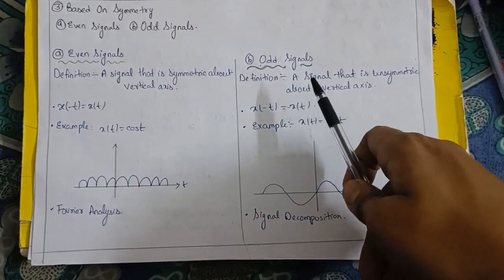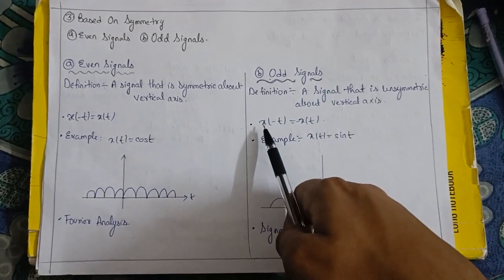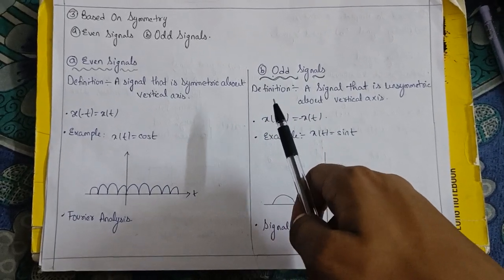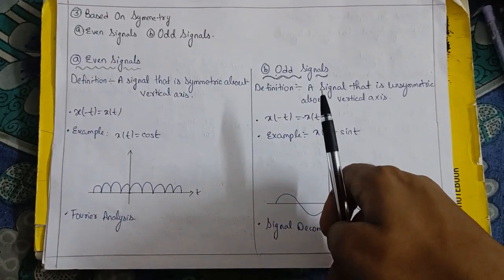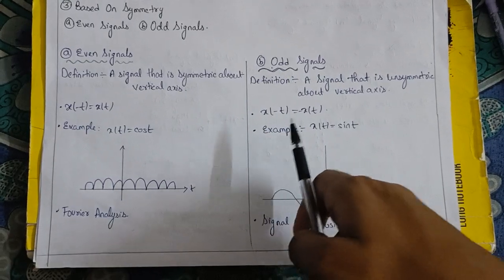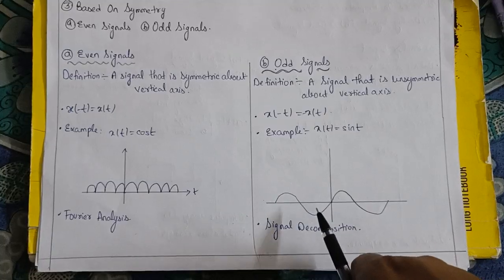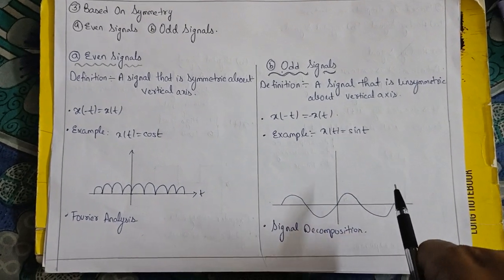Now, odd signals. A signal that is anti-symmetric about the vertical axis, and the main highlight of this signal is x(-t) equals minus x(t). If we put minus t in the position of t, we will see that the function becomes wholly negative. An example of this is x(t) is equal to sin t. As you can see in the graph, the part above the vertical axis is equal to the part below the vertical axis.